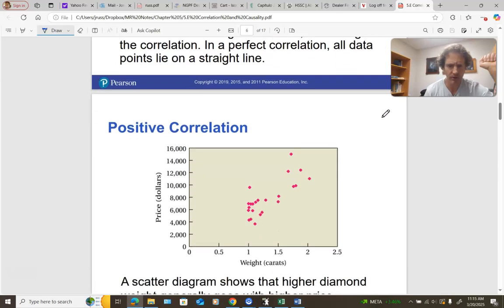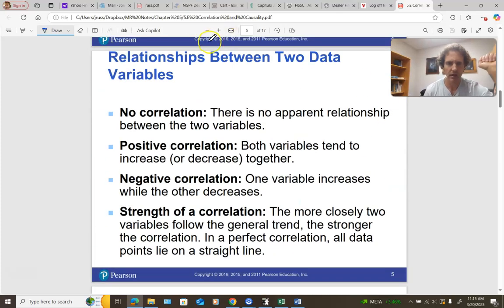Before we do that, let's first reiterate the relationships between two data variables. I already mentioned this before. When you have two variables, it's possible that there's no correlation, no relationship between those two variables. Then you could have what's called a positive correlation, or a direct correlation, and that just means that both variables tend to either increase or decrease together. They tend to do the same thing.